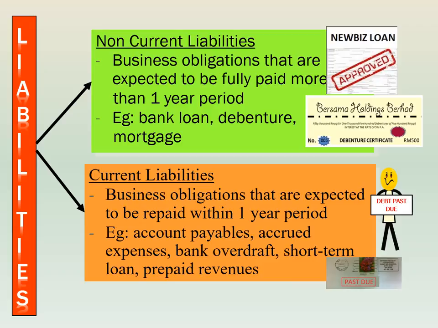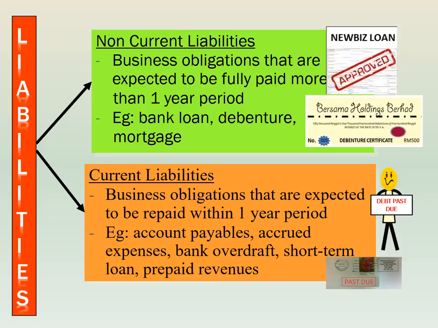is when you overdraw the money from your bank account. The facility is given only to current account holders, and normally they will give you only 1 month to settle the overdrawn money. The bank will not allow you more than 1 month. If you do not pay, then the overdraft facility will be withdrawn and you cannot withdraw any more money from your bank account. Short-term loan, where you owe other people in the short term, less than 12 months, and prepaid revenues, when people overpaid you, so you need to pay back that third party.